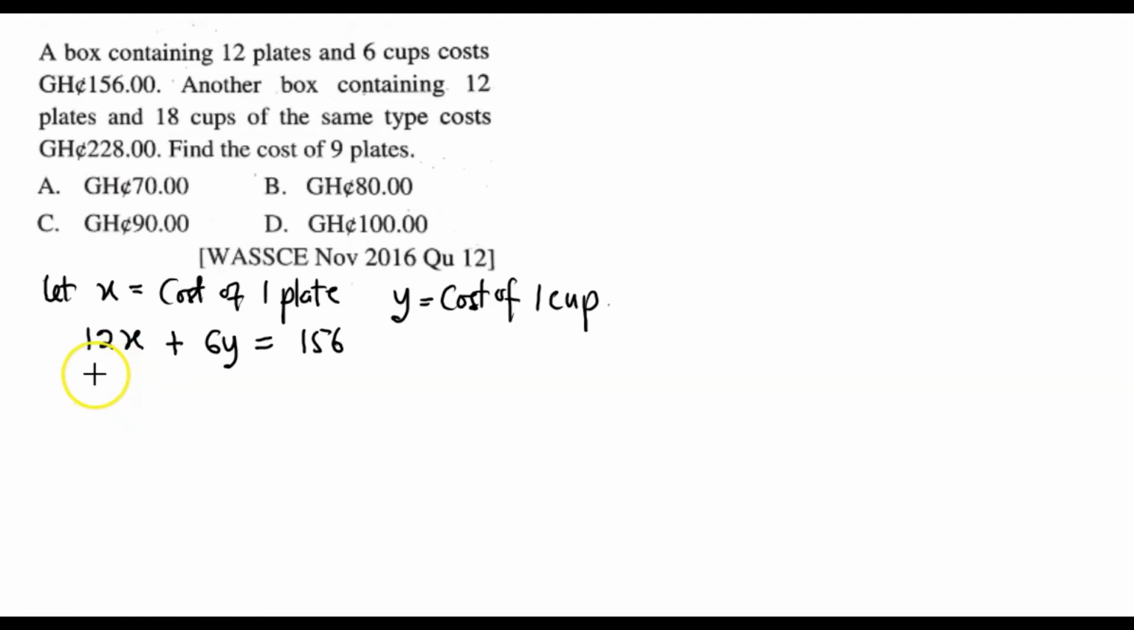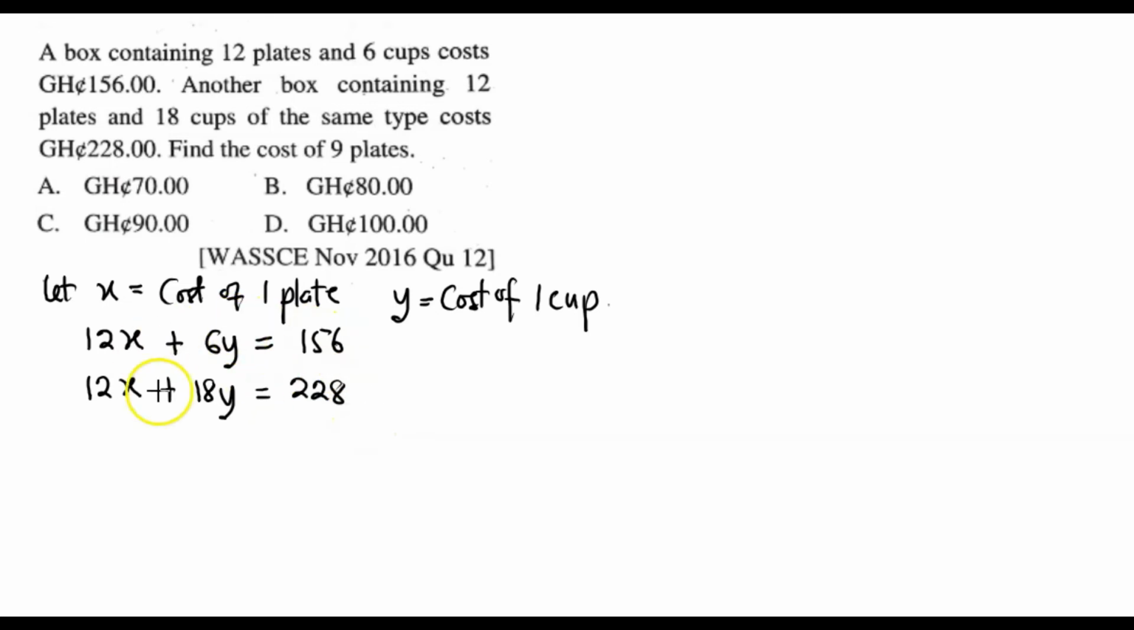With the same variables, we can generate another equation for the total cost for the second box. It will be 12 multiplying the cost of 1 plate, which is going to be 12 multiplying x, plus 18 multiplying y. That should give us a total cost of 228 Ghana cedis.